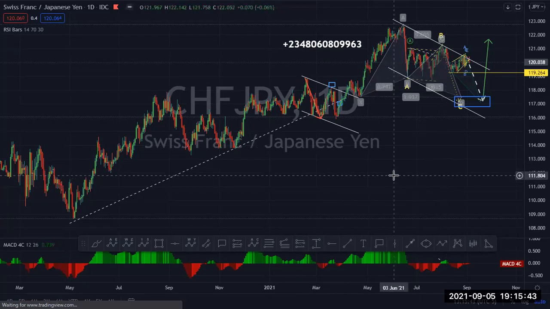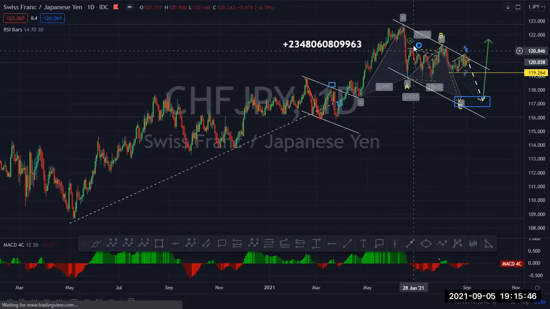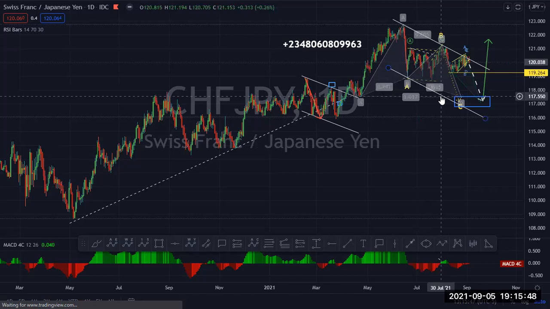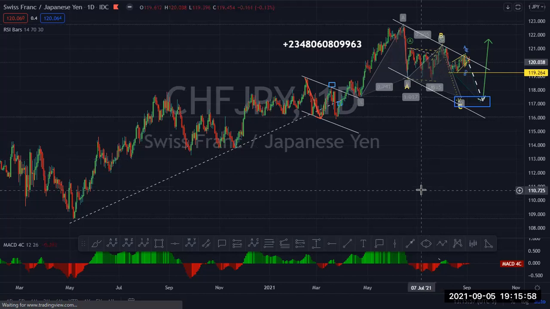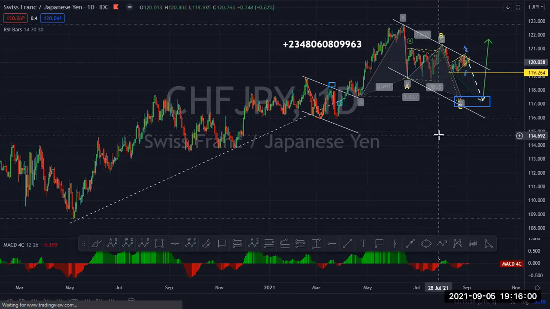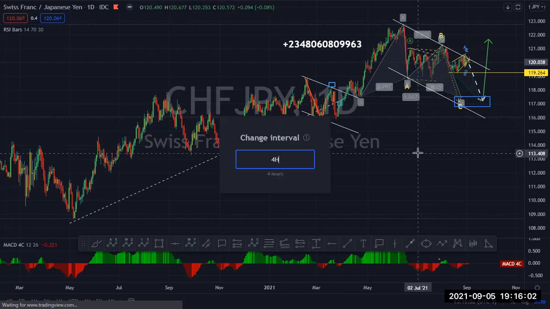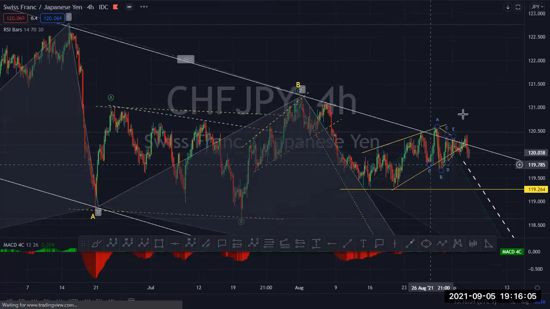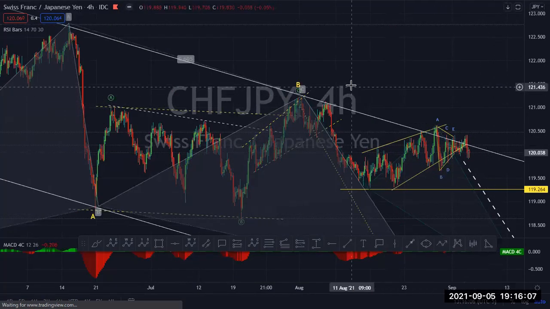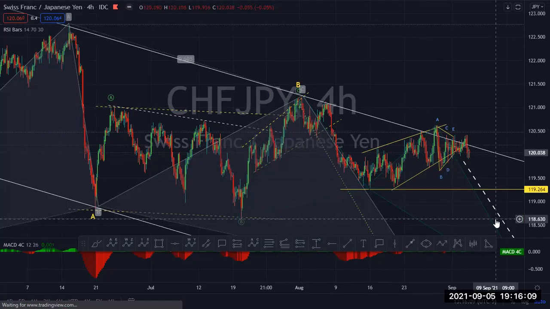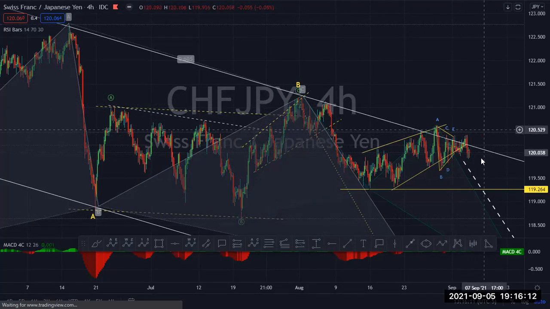On that time frame, we have this pattern, which is supposed to terminate in this blue box. At least 118 and 117 is where we are heading. This is the incomplete pattern playing out. Then on 4 hours, we have an incomplete sequence, in that case an A, B, C. So without fear, this is what I will do when the market opens.